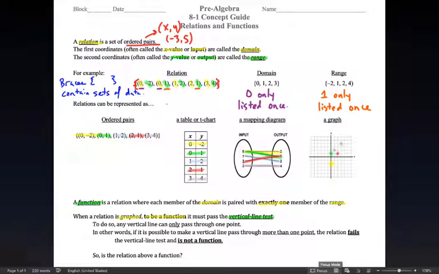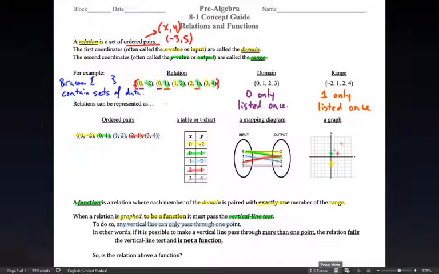When it is graphed, like this guy right here, to be a function, it must pass what's called the vertical line test. The vertical line test says for any vertical line, it can only pass through one point. In other words, if you can make a vertical line that goes through more than one point, then it's not a function. Okay? Then the relation fails the vertical line test.